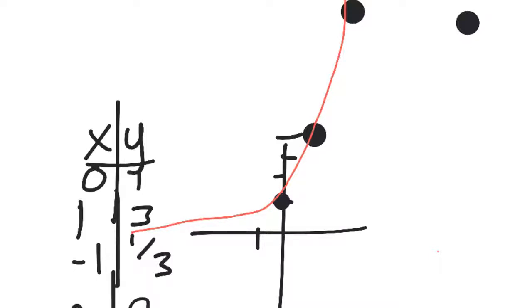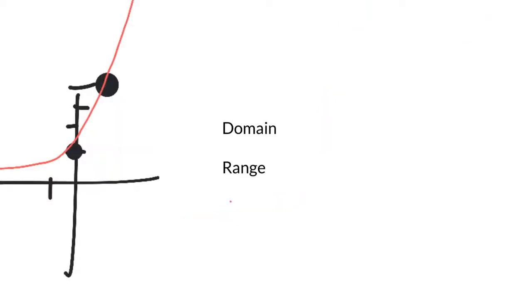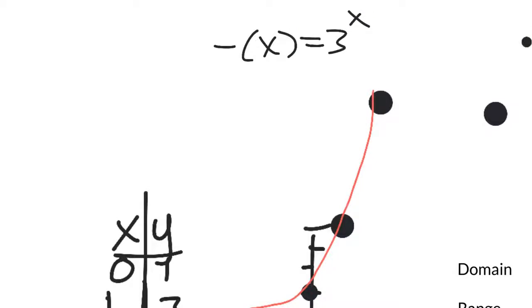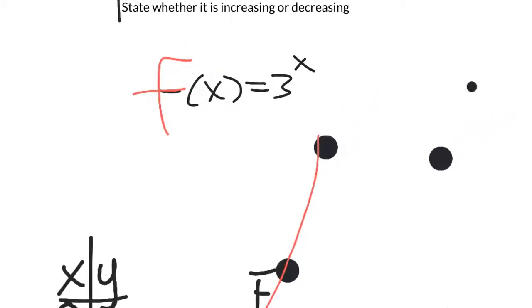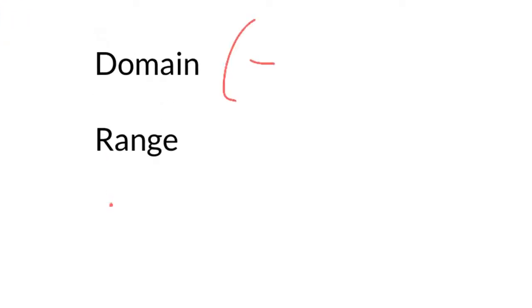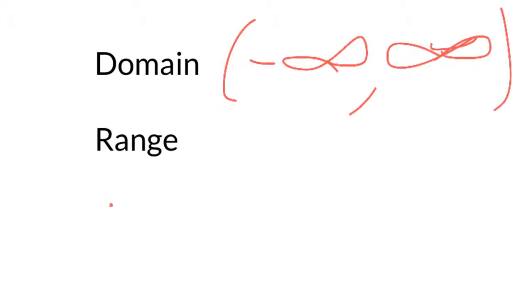And for the domain and range, the domain represents all the x values you can plug into the function. I lost my f there, f of x. So is there a problem with plugging in any number for x? We saw negative numbers work, positive numbers work, 0 works. All numbers for x work. So we say the domain is negative infinity to positive infinity. That's the domain, all numbers.